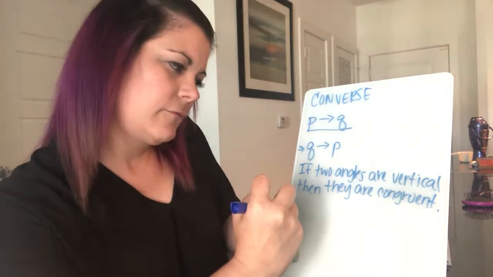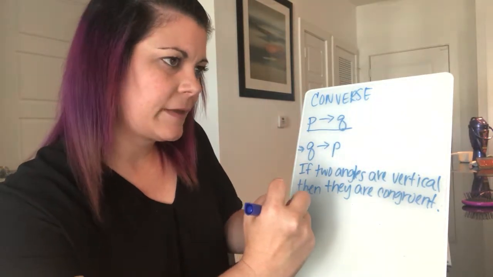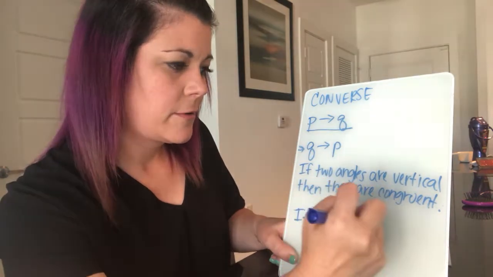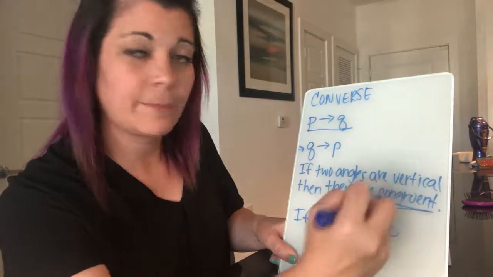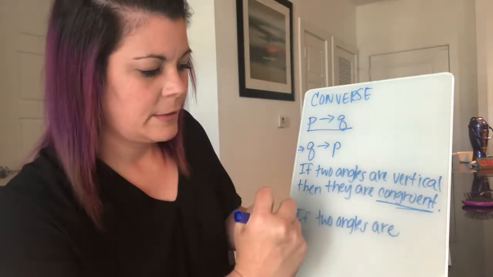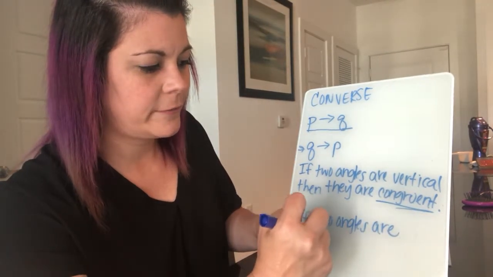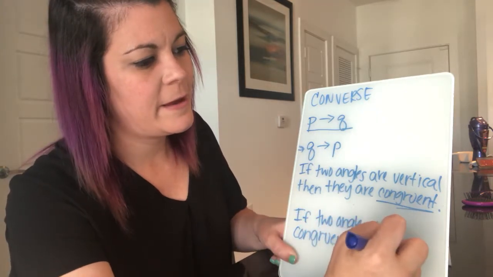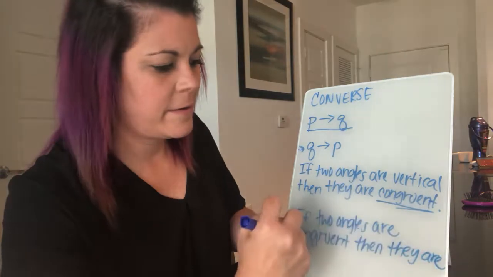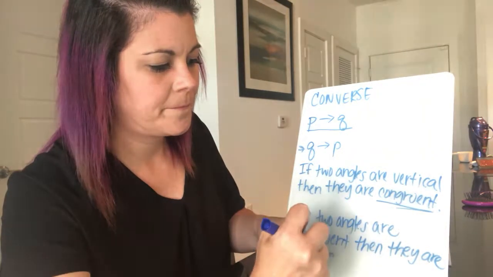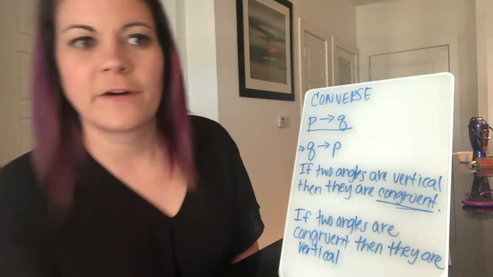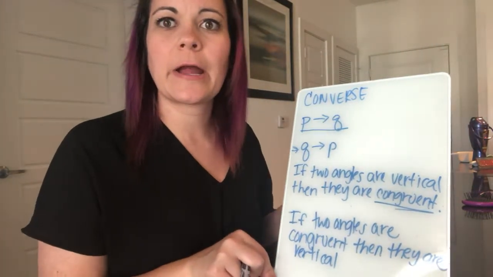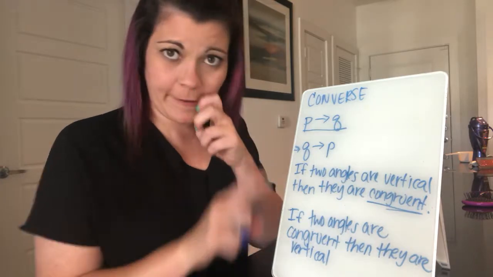So when we flip it, we say if 2 angles are congruent, you see we flipped it, then they are vertical. Okay, then they are vertical. So this is our conditional statement, and this is the converse of our conditional statement.